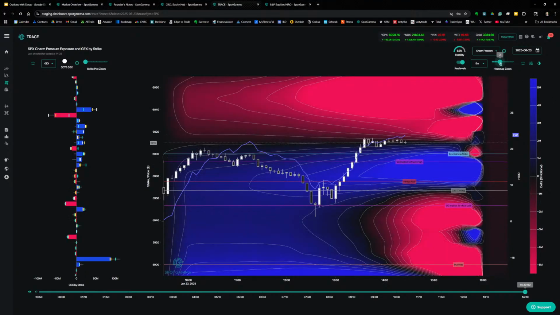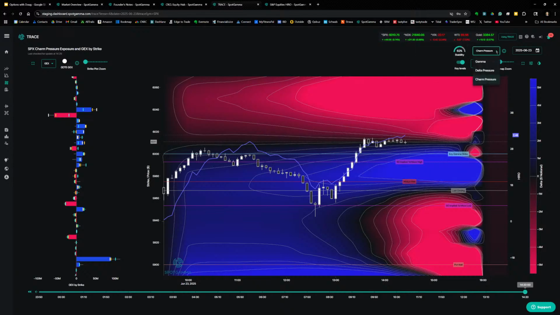Let's zoom in a little bit. Again, this is charm pressure. Red selling pressure above, blue buying support below. And potential pin target right here at the end of the day, that's right at 6,000. Maybe 5995. But right now, SPX stuck in this vortex. Again, red selling pressure above, and blue buying support below.